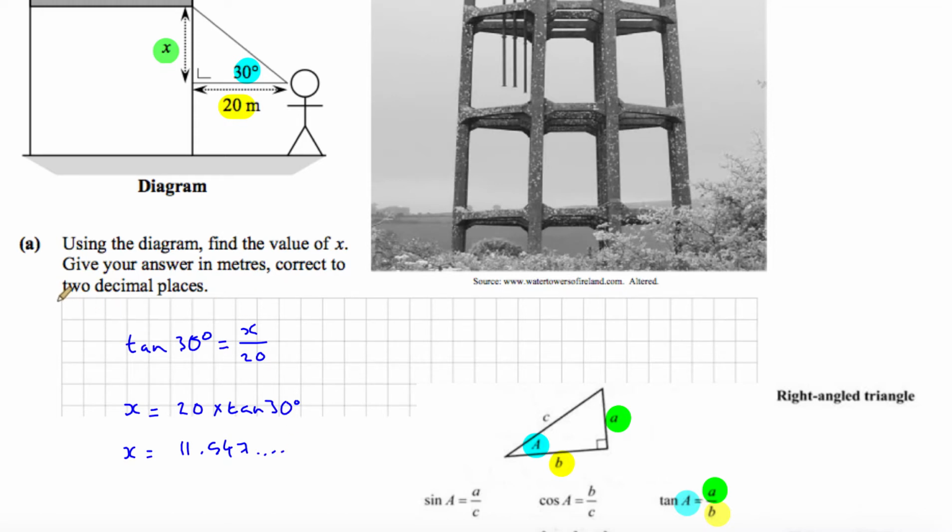But they want it correct to 2 decimal places. So we're going to look to the third digit after the decimal. Does this 7 affect the 4 in front? The answer is yes. So it's 11.54. Sorry, 11.55. And that's going to be meters, because the other length was in meters as well. So 11.55 meters, correct to 2 decimal places.